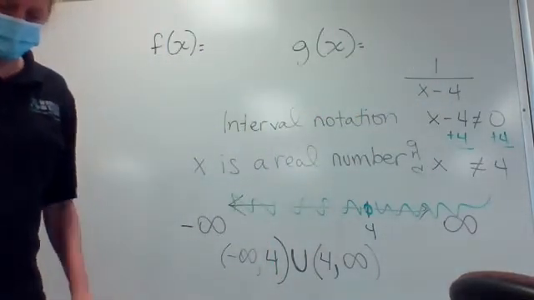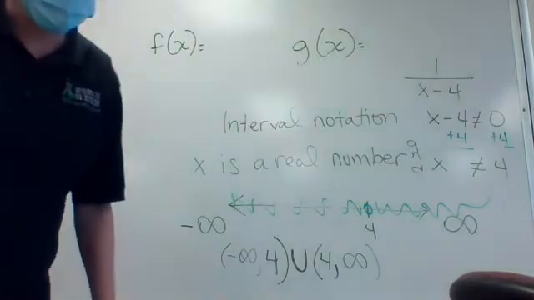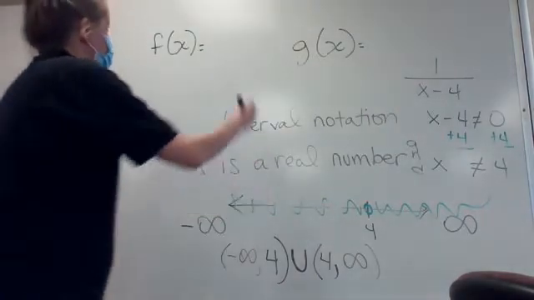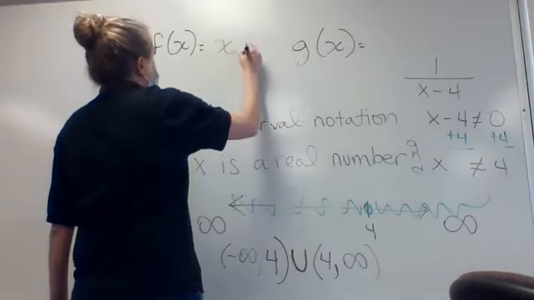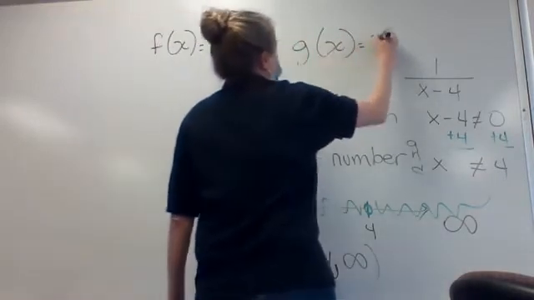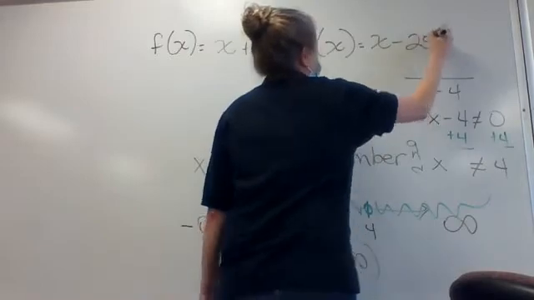Okay, now let's work one like number 4. F of X is X plus 25. G of X is X minus 25.